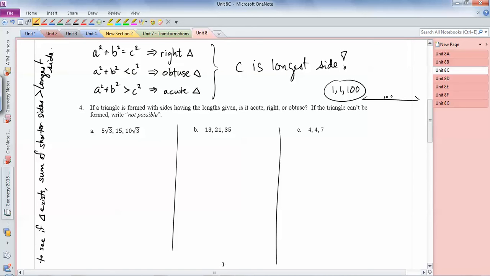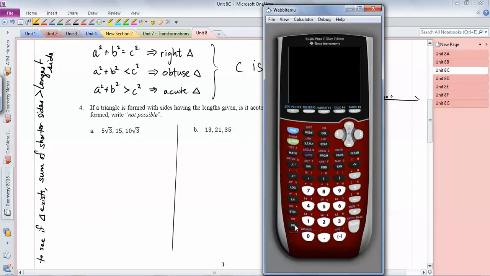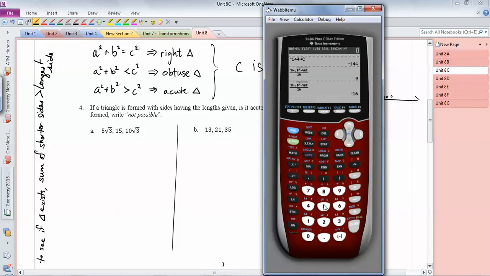And we've done some of that work before. So in each case, we'll add up the two shorter sides and see how they compare to the longer side. So let's look at A. Now, 5 root 3, 15, and 10 root 3, those aren't necessary. 15 is easy to think about. But if you're not sure about 5 root 3 and 10 root 3, let's look.